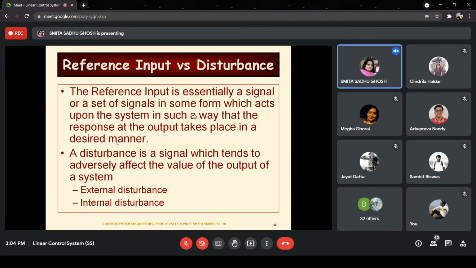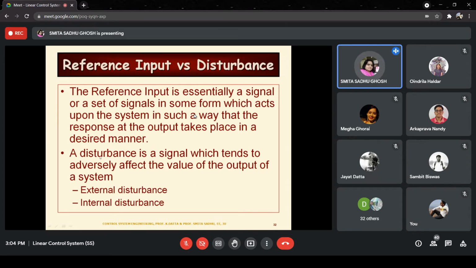Naturally, we want the system to be operating in a desired manner, and for that it means that the output should be changing in a desired manner. The response should be a desired one. So the signal which is applied such that the output changes in a desired manner, that output response is as desired, that signal is called the reference input being applied to the system.